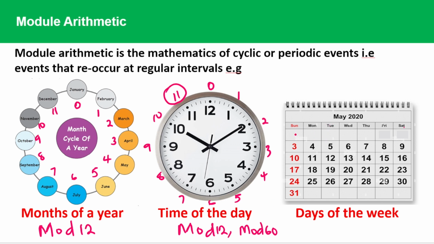Similarly, the days of the week operate in mod 7, because they repeat after every 7 days. If we number beginning from Sunday, we have 0, 1, 2, 3, 4, 5, 6. Again, the highest number here is 6, which is 1 less than the mod. So what this implies is that for any given mod, the number must always be 1 less than the mod.